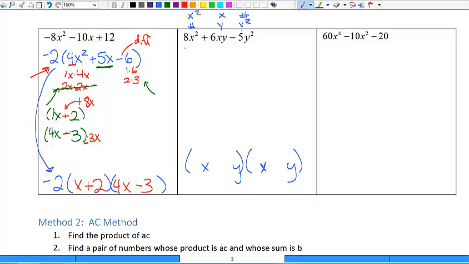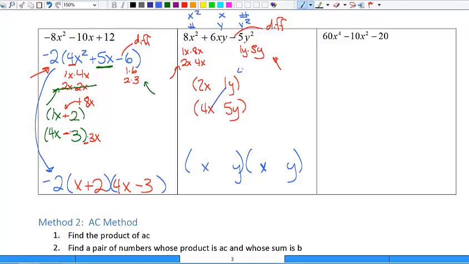So my factors of 8 are 1x and 8x, or 2x and 4x. My factors of negative 5 are, let's see, 1y times 5y, and one of those has to be positive or negative. The signs have to be different. Again, I told you to start at the bottom of your list, right? So I'm going to try 2 and 4, and then I'm going to try 1y and 5y.